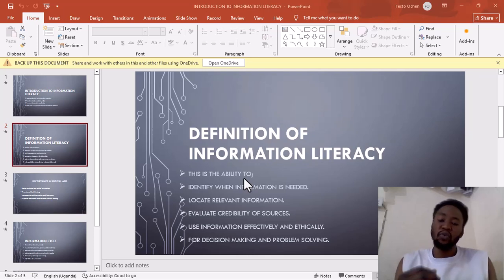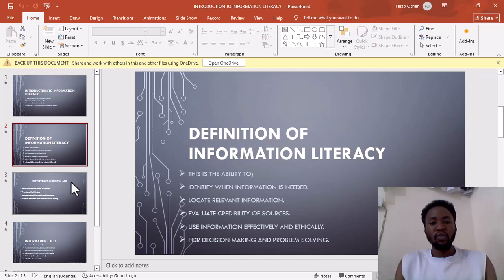And use information effectively and ethically. When you say effectively, you use it in a way that will not harm the community around or harm the people, the receiver of the message that you are trying to communicate to. And finally, it will help you come up with the right decision, that is, decision making and problem solving. So, in summary, this is the ability to identify when information is needed, locate relevant information, evaluate credibility of sources, and use information effectively and ethically for decision making and problem solving. Dear lovely viewers, this is what we call information literacy.